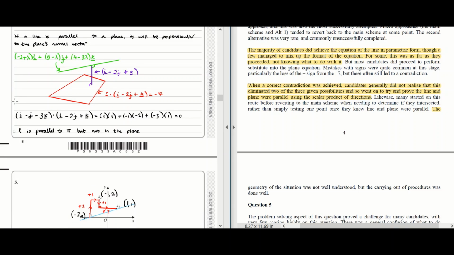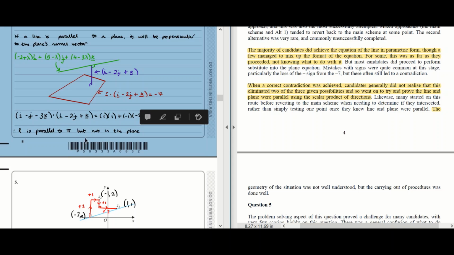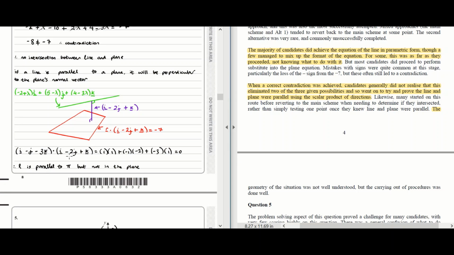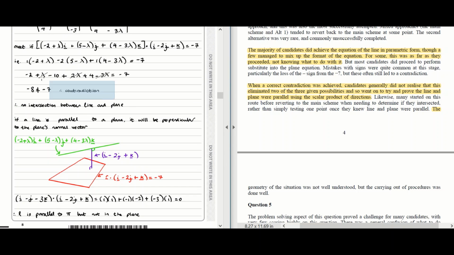Yeah, essentially, if you carry out this dot product, that tells you that the line is parallel to pi, but we know from here that they don't intersect, so the line does not lie on the plane. So this is another important point. The geometry of the situation was not well understood, but the carrying out of procedures was well done. I always think if you draw a diagram, that helps to explain what's going on.